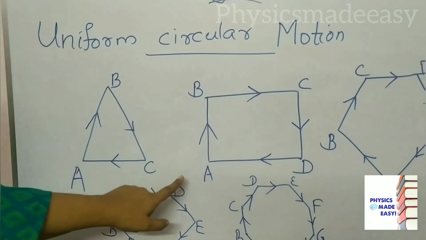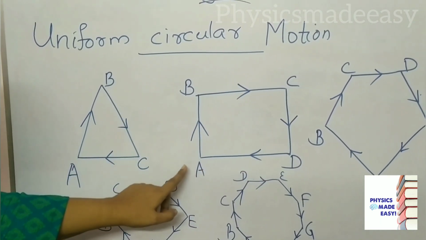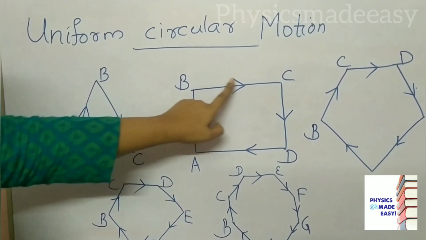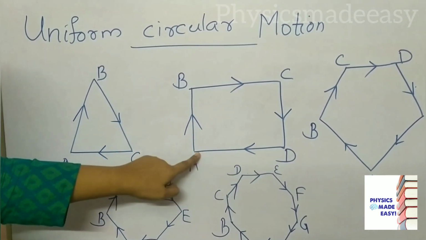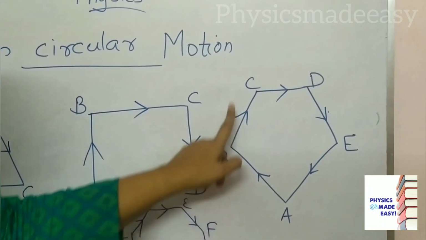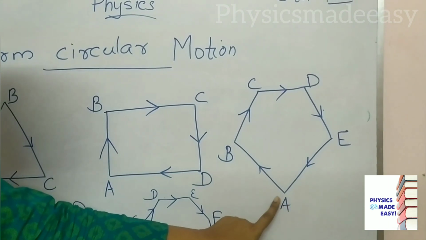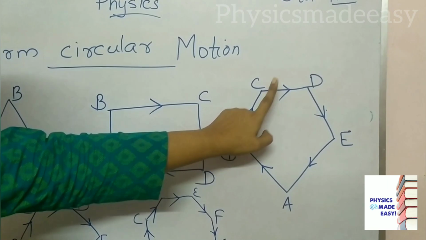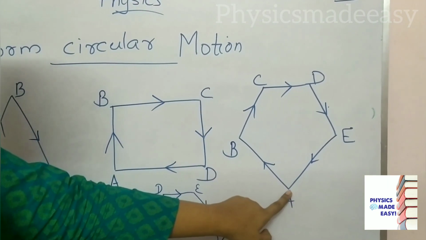Then here you can see A, B, C, D, a rectangle. Starting from A, going to B, changing direction here, then going to C, changing direction, then at D you are changing your direction. Then here you can see a pentagon A, B, C, D, E. Here then you are coming back to A. Starting from A, changing direction at B, then at C, at D, at E, then coming back to A.